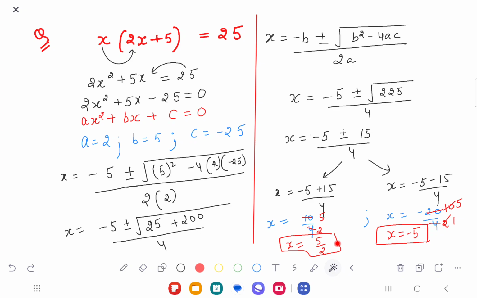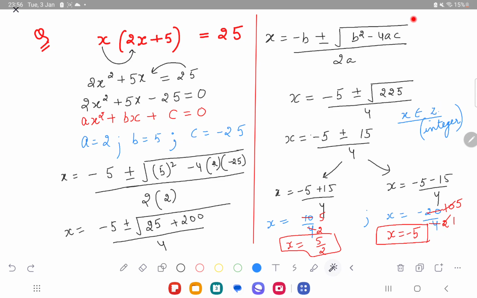But sometimes the question says, find x which actually belongs to the integers. Z means integer. So you have two answers right here: x is equal to 5 by 2, and x is equal to minus 5. When the question is not saying anything, then both of them are your actual answers, because we have the power as 2, so we know that there are two values of x which are going to satisfy this equation. But sometimes the question says find the value of x which is an integer. Then what do you think you would do?